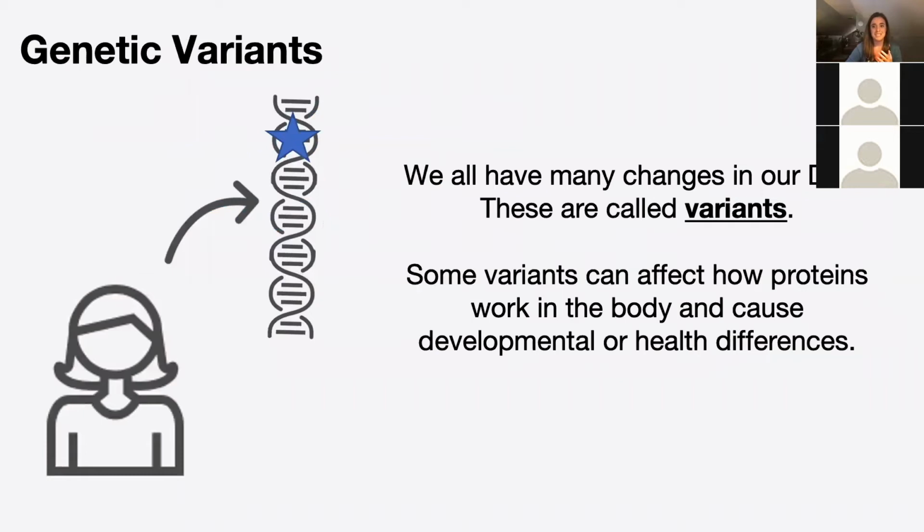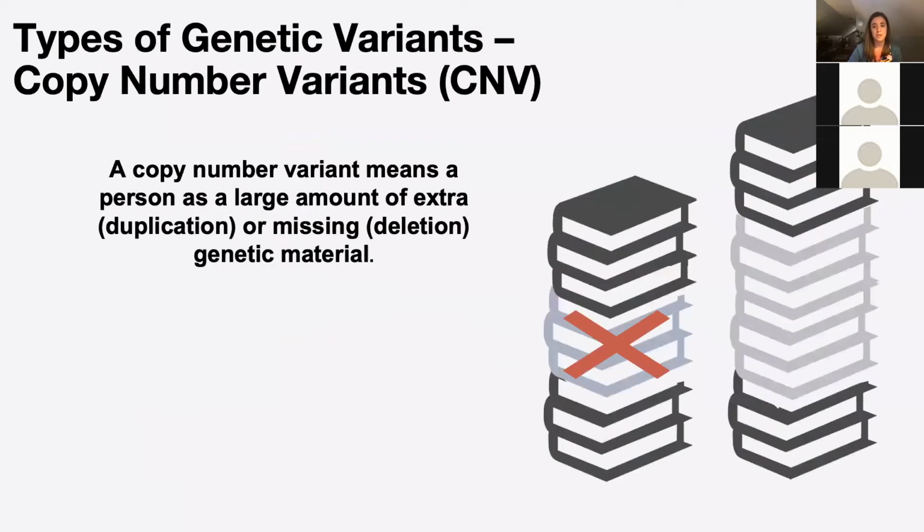So now we talked about DNA, genes, and proteins in a little bit of a whirlwind, but I wanted to make sure that we all had the same background or sort of knew some of those terms before we move on to genetic variants, or changes in our DNA. While most of our DNA sequence is the same from person to person, we all have genetic changes, what we call variants. Some variants can affect how proteins work in the body and cause developmental or health differences. Some genetic changes, variants, are just part of who we are. There are 2 main categories of genetic variants that I want to focus on today, or at least mention today: copy number variants and sequence variants.